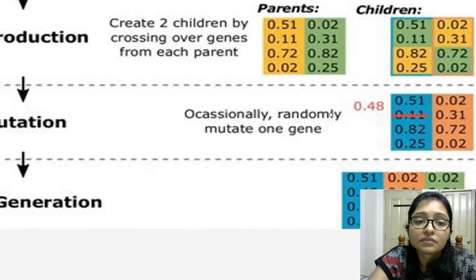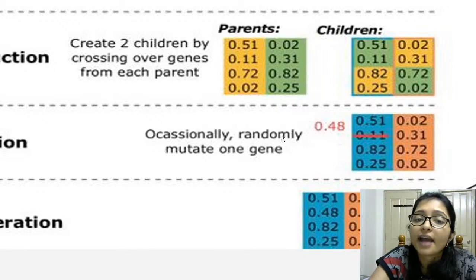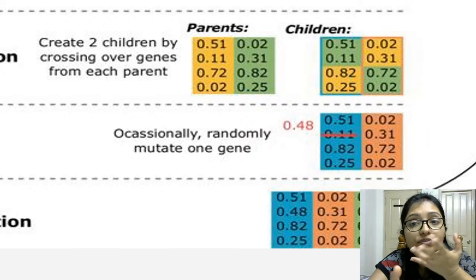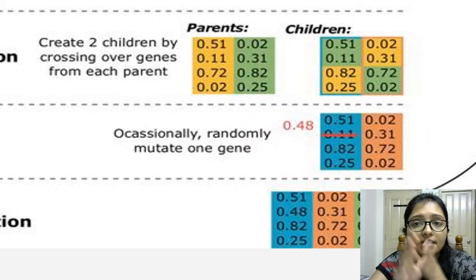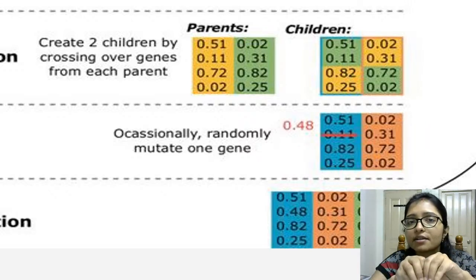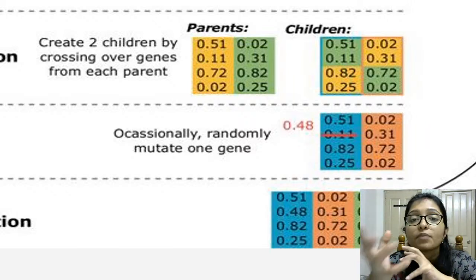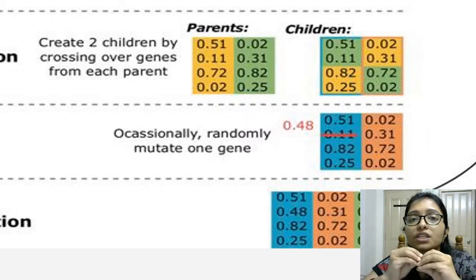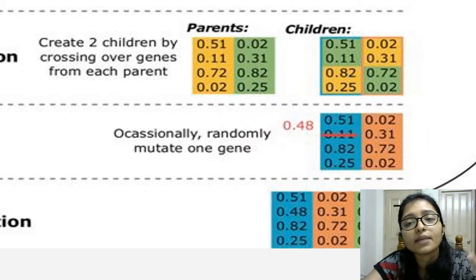Now the next part is mutation. How does the mutation go on? Occasionally, randomly, one gene is mutated. Mutation means that suddenly something is changed. It is not the character of the father and mother, but a new character comes in. Mutation means some new character is added to the gene. That can happen occasionally, randomly.